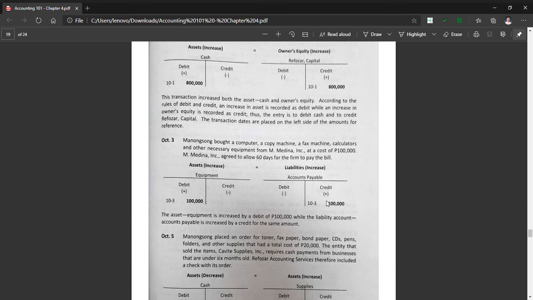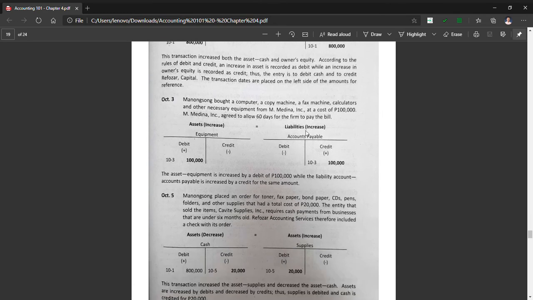Okay? Just to remind you, yung accounts payable, ito yung mga utang natin. Yung mga binili natin na hindi pa natin binabayaran. Right? So, payable, magpe-pay tayo in the future. That's why it's called payable. It's on account, kaya accounts payable. So, we will be crediting 100,000. So, once again, the transaction na bumili tayo ng equipment at 100,000 pero hindi pa tayo nagbayad, we will be recording it as a debit to equipment and a credit to accounts payable.